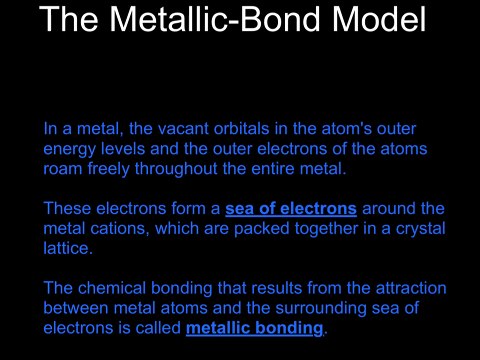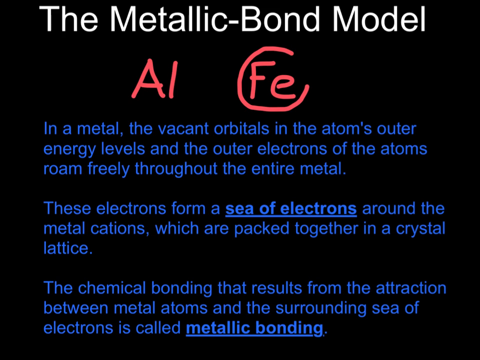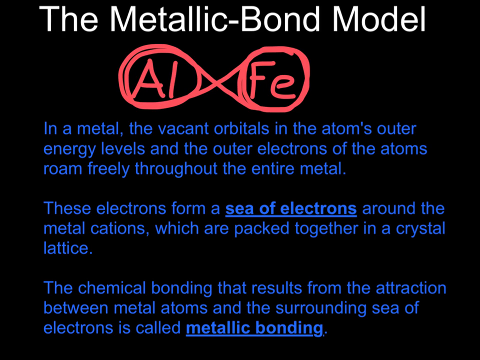So in a metal, you have vacant orbitals in the atom's outer energy levels. And those electrons from the outer energy levels are free to roam throughout the entire metal. And so let's say we have aluminum and we have iron. The electrons that are normally going around iron are now able to also roam freely around the aluminum. So we end up with this figure 8 where the electrons are free to move around both atoms.